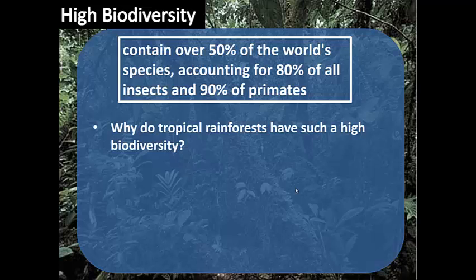Did you catch that? Let me repeat again. Biodiversity refers to the number of plants and animals one can find in an area. The tropical rainforest contains over 50% of the world's species and accounts for 80% of all insects and 90% of all primates. So, the tropical rainforest is high in biodiversity as you can find many different species of plants and animals in just a small area.